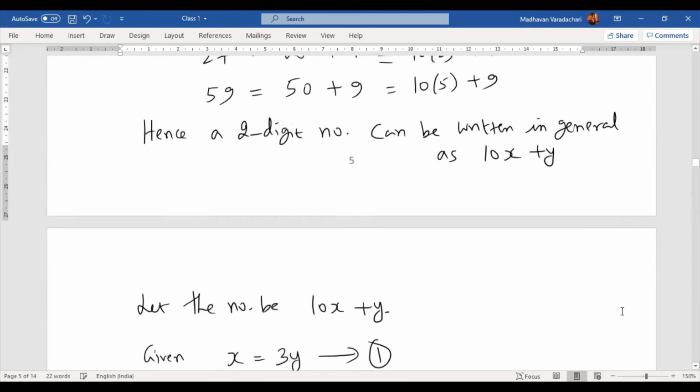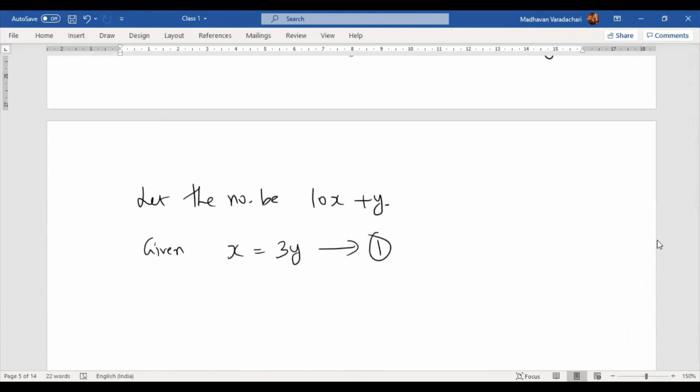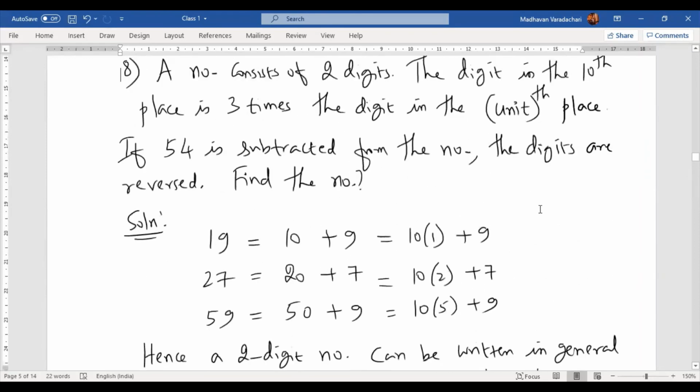Okay. Then further, if 54 is subtracted from the number, means given this number, you are subtracting 54. What does it say? If you subtract, the digits are reversed. What do you mean by reversed digits? For this example, whatever we consider: if I reverse 19, it will become 91. If I reverse 27, it becomes 72. If I reverse 59, it becomes 95.